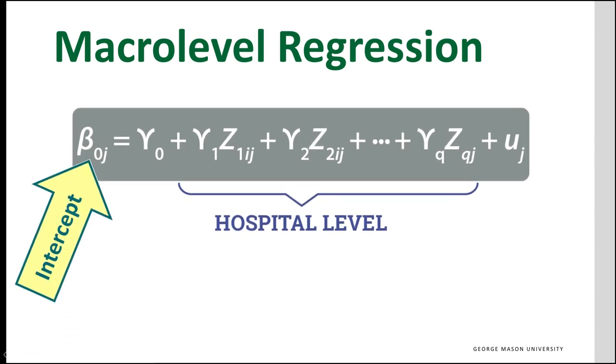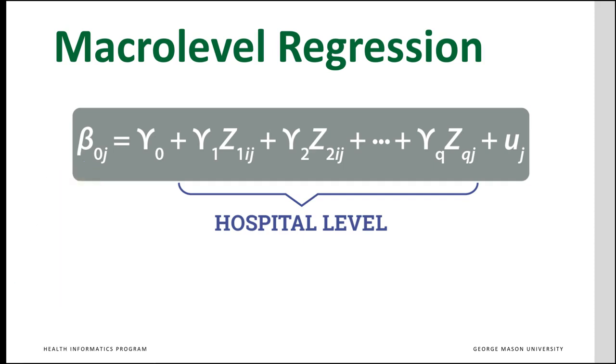Here, beta 0j is the average outcome after removing the impact of individual characteristics. It comes from micro-level intercepts. Y0 is the average value of the outcome across all practices. Y1 through Yr are the parameters estimated for practice-level features. If the relationship between practice features and outcome are nonlinear, then a nonlinear model must be examined.